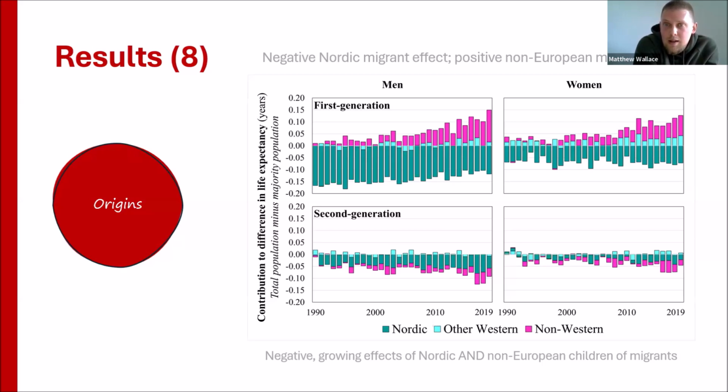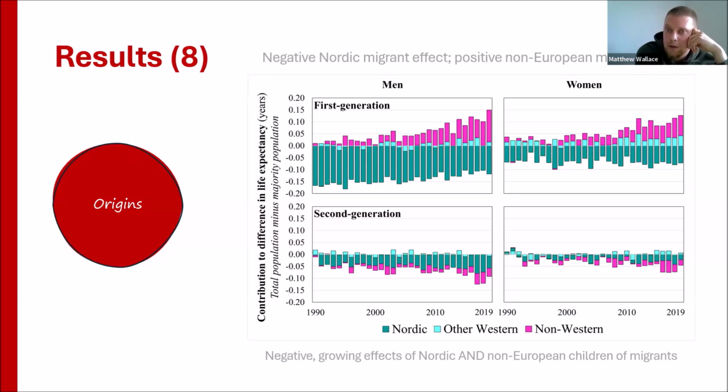Whereas we can see that the impact of migrants who are born in non-European countries is actually increasing over time for both men and women among the first generation. When we look at the children of migrants at the second generation, so this is the bottom row now, we can see that there's a consistency there, at least, in that Nordic children of migrants are also contributing negatively.